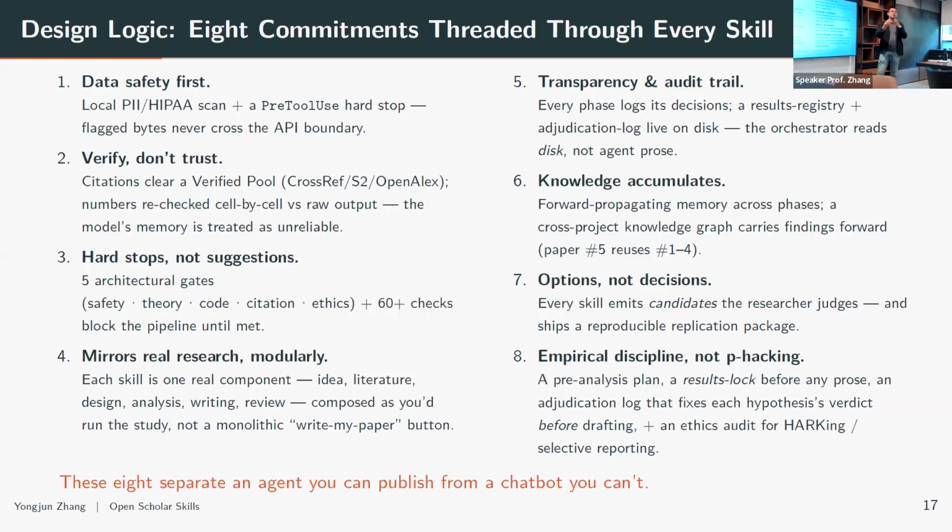So again, a lot of folks are using AI agents. You ask AI to produce things, and they give you results, but you don't pay attention to the underlying reasoning, right? So here we are making sure every phase logs its decisions, that we have a results registry and also adjudication of this. That's why we care about transparency. And again, the orchestrator reads this, not agent prose.